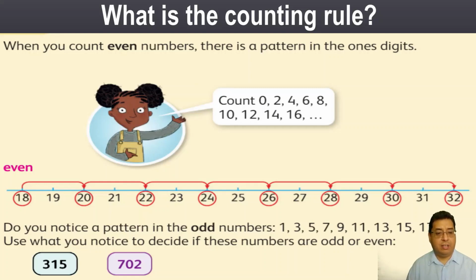So let's go ahead and take a look at these two numbers down here. 315, if we follow the counting rule, what is 315 going to be? Odd or even? The number is going to be odd. And if we look at 702, what will that number be? The number is going to be even.